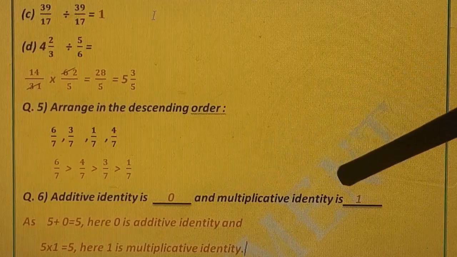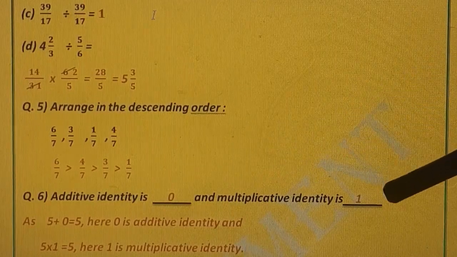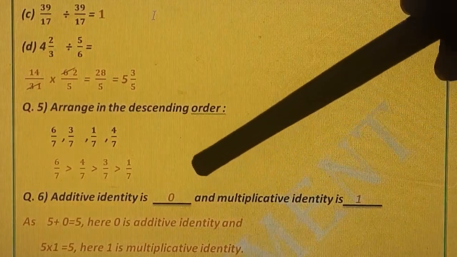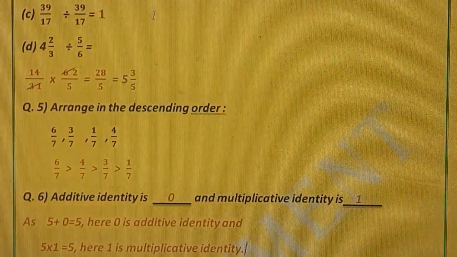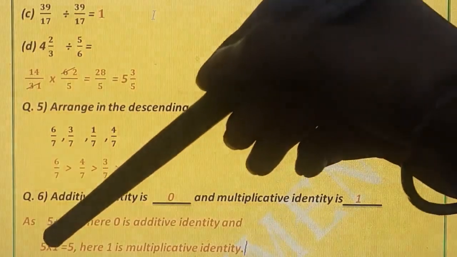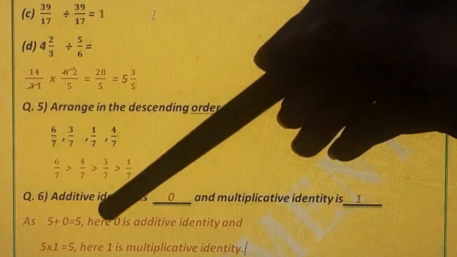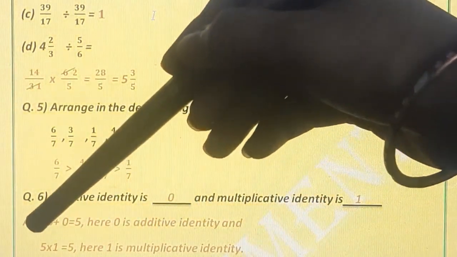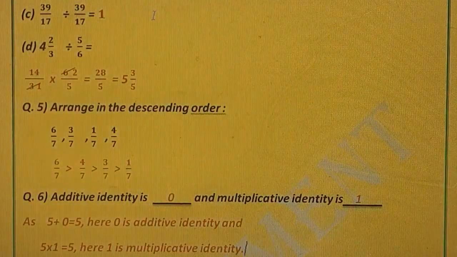Similarly, multiplicative identity is 1. When we multiply this multiplicative identity with any number, we get the number itself in the answer. See this example: 5 multiplied by 1 is equal to 5. Here 1 is the multiplicative identity. When we multiply 5 with 1, we get 5 only. Understood?